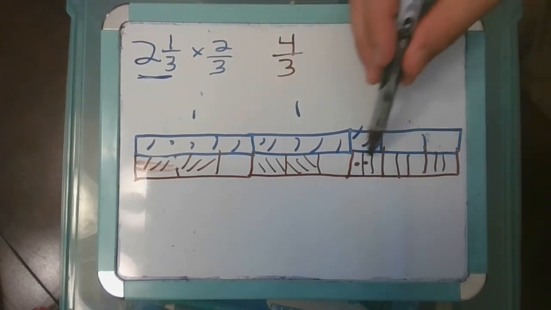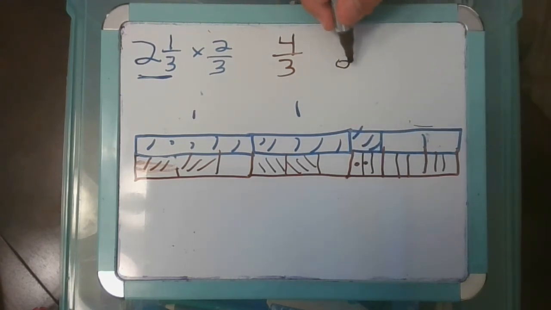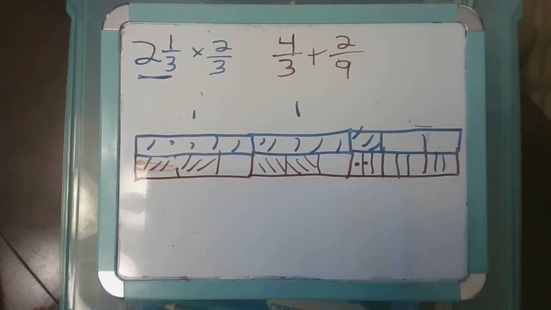Down here, this last unit is broken up into 9 pieces. I've heard this story before, and I get 2 of them, so 2 ninths. Adding those together, we already know we've done this. 4 thirds plus 2 ninths is the exact same thing that we did last time. So I did come up with the exact same answer of what this becomes, 14 ninths or 1 5/9. Okay, that's our 2 models. Now we're going to take a look at our last way, just doing it with a strict formula.